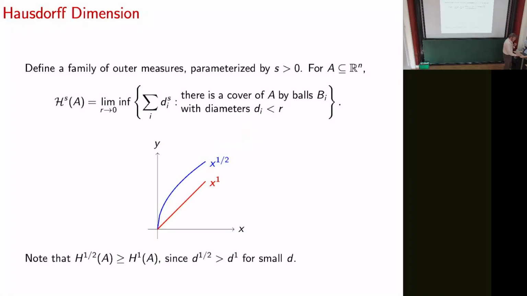Okay, so here's the picture. This is the square root function, that's the linear function. As we weight these sums, we're giving this weight if we're looking at H^(1/2), and we're giving that weight if we're looking at H^1. It's easier to have positive measure if the function goes to 0 more slowly.